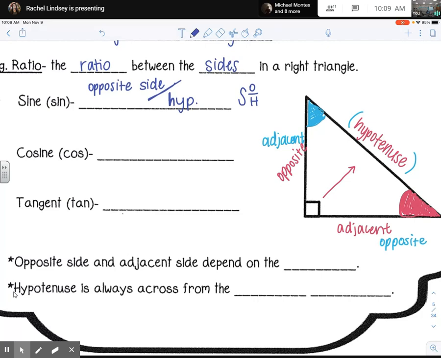Cosine is the ratio between the adjacent side and the hypotenuse. And I write that as CAH, adjacent over H. And then tangent is opposite side over adjacent side.